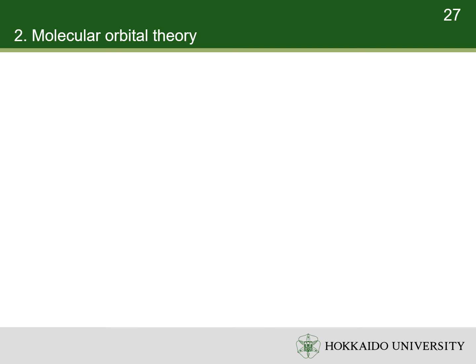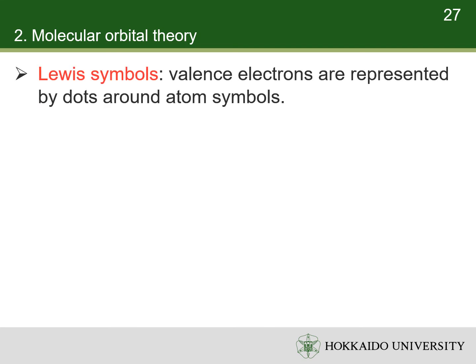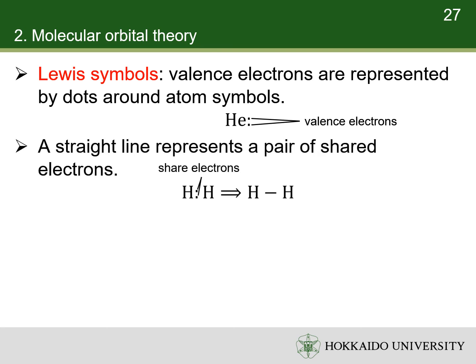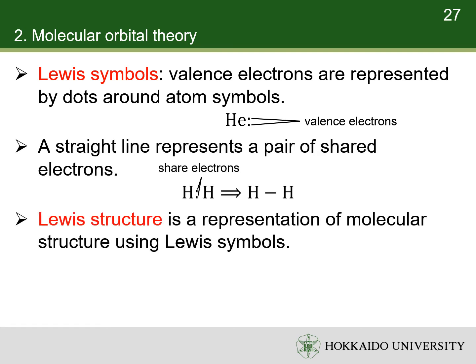The valence bond theory can be represented with Lewis symbols and Lewis structures. The Lewis symbols are a system in which the valence electrons are represented by dots around atom symbols. A straight line represents a pair of shared electrons. The Lewis structures are the representations of molecular structures using Lewis symbols.